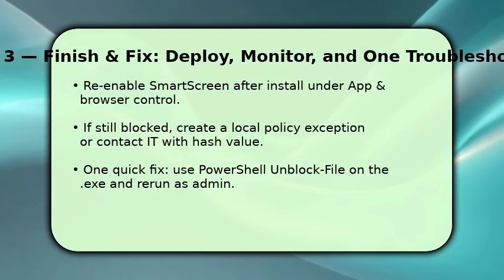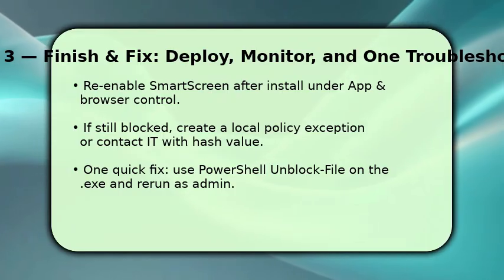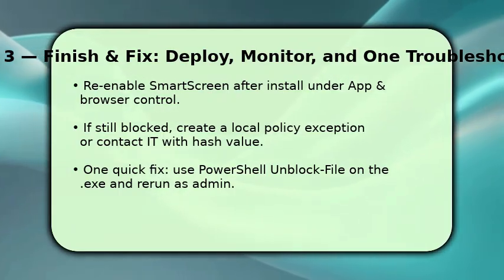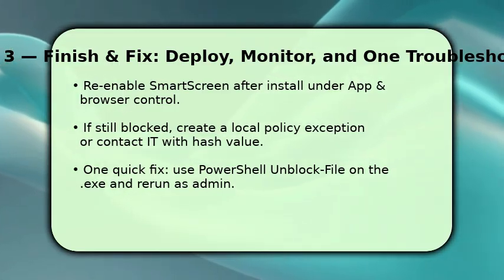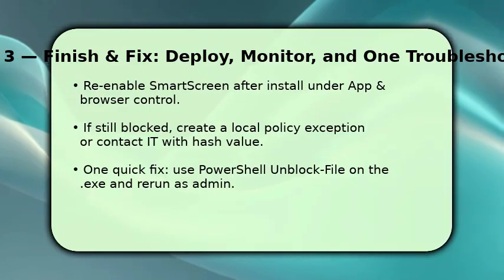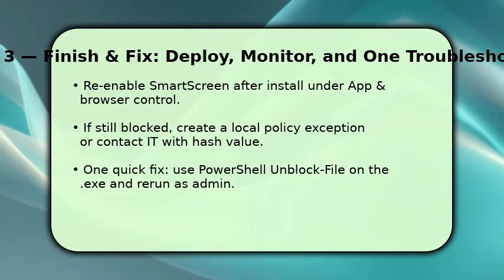Turn it back on under App and Browser Control. Then run the installed app and confirm functionality. If it fails, compute the file's hash and either add an exception in group policy or give the hash to IT for whitelisting, because centralized filters often use hashes.